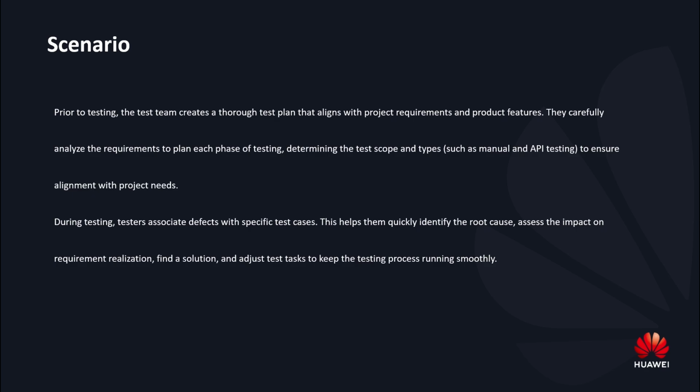Prior to testing, the test team creates a thorough test plan that aligns with project requirements and product features. They carefully analyze the requirements to plan each phase of testing, determining the test scope and types such as manual and API testing to ensure alignment with project needs.